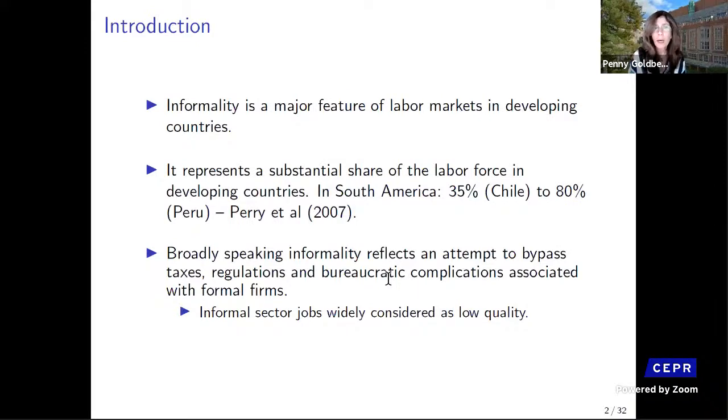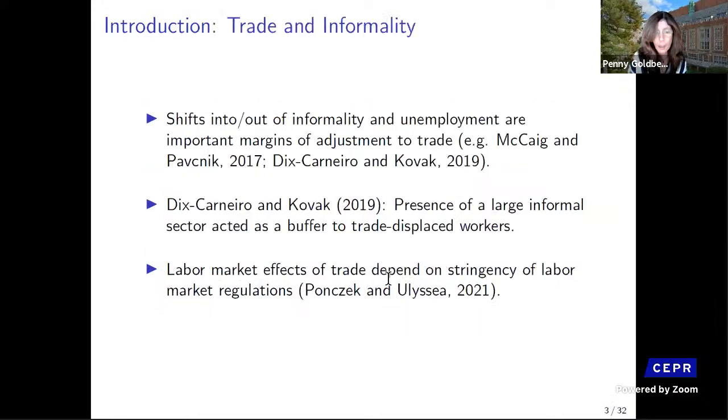At the same time, informality has also been very important to labor economists because informal jobs are generally considered to be jobs that have lower quality. So despite the fact that informality is such a ubiquitous feature of development, there is relatively little work in trade that focuses on informality. There are some exceptions that I will briefly describe here, but the majority of trade papers tend to focus on the formal sector, and this is partly due to practical considerations.